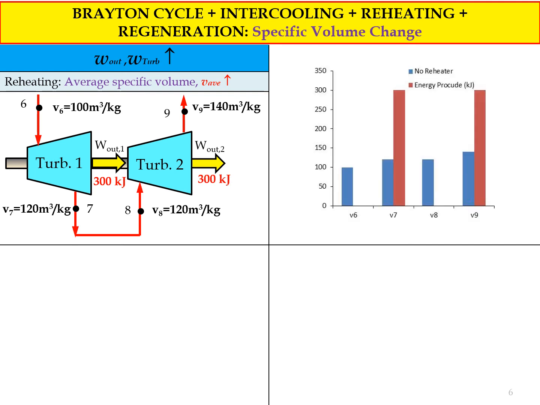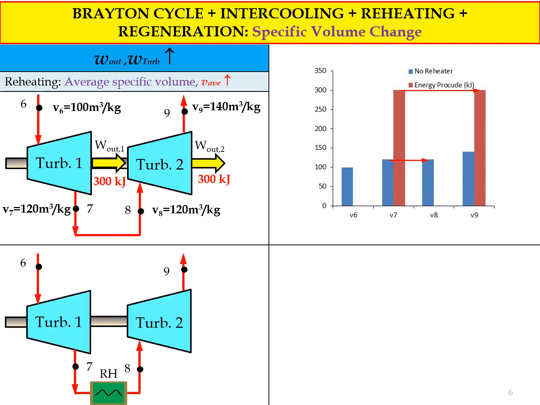As you can see, V6, which is the specific volume at state 6, is 100 meter cube per kg, and state 7 and state 8 is 120 meter cube per kg, and the energy produced by this turbine is 300 kilojoule for both processes, turbine 1 and turbine 2.